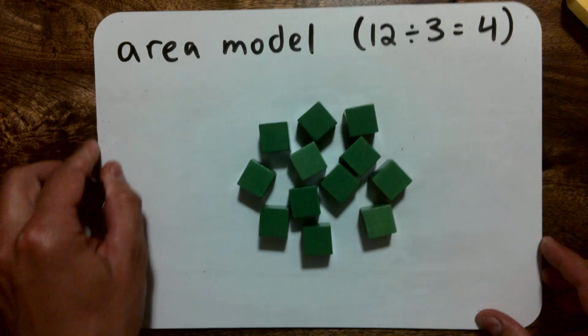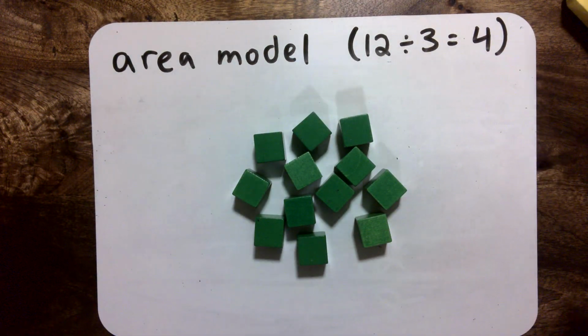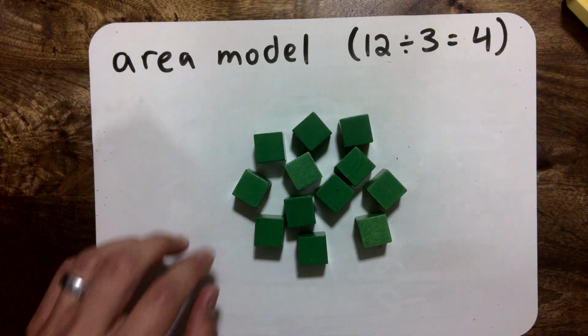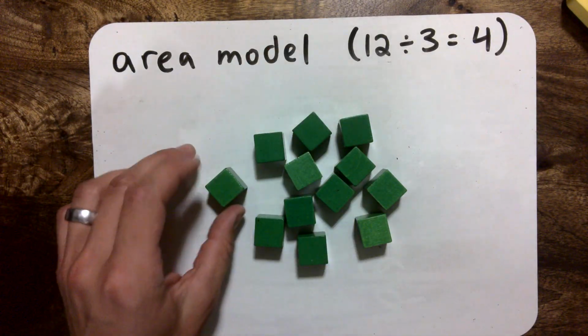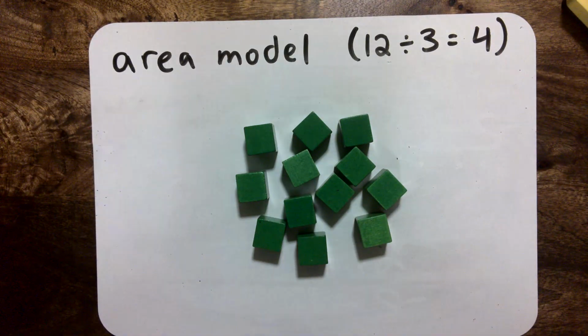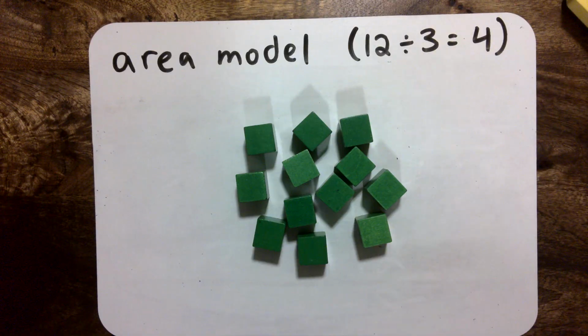So then we'll look at the area model. Okay, so again, 12 divided by 3. So in the context of an area model, that means I have 12 square units. Right, so we just have 12 square units. I don't have them arranged as an area model right now because we need to figure out what the structure of this is going to be.